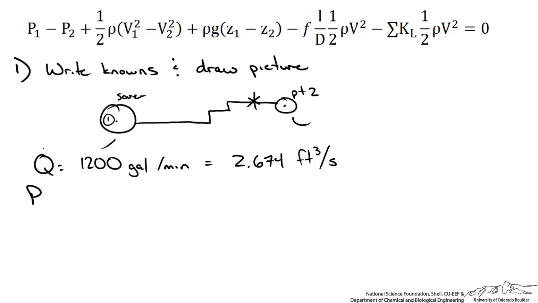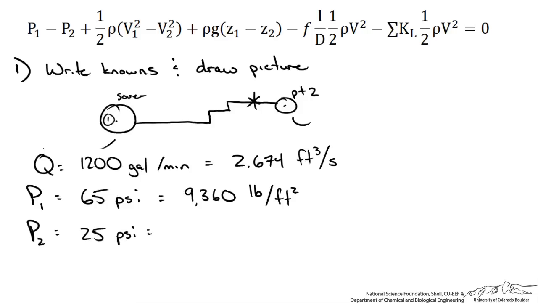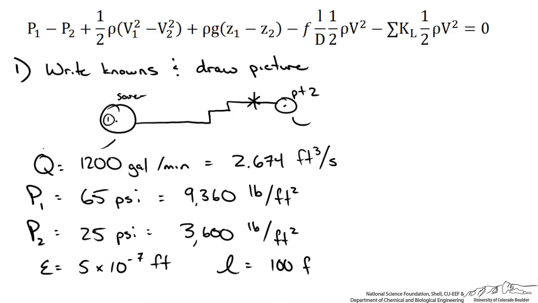I like to change all my units as I start writing this out to one base set. So we know pressure at P1, our city source, to be 65 psi. Again, instantly converting this, I get 9,360 pounds per foot squared. Our pressure at our apartment complex needs to be 25 psi, which converted gives me 3,600 pounds per foot squared. We know the equivalent roughness of our pipe. It was told to us that it was 5 times 10 to the minus 7 feet. We have a length of pipe that's 100 feet.